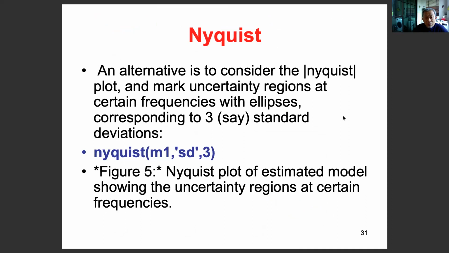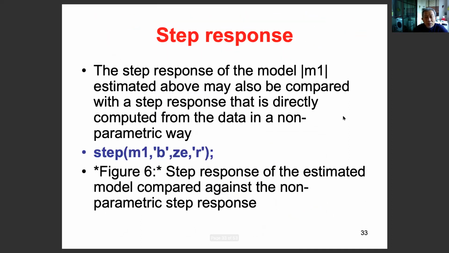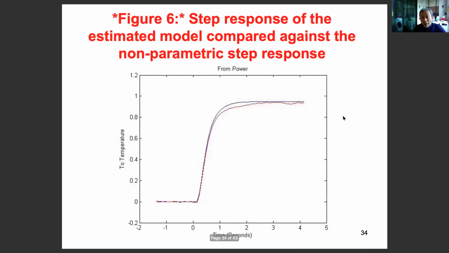So Nyquist is another alternative to represent the non-parametric in frequency domain, but this one is not popular compared to the Bode plot. So I will ignore it. So for step, you can see that this is the step functions. So you can see from here, there is a time delay in the system.